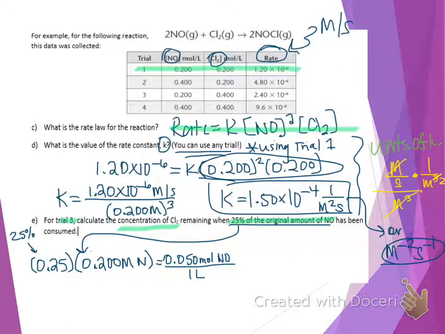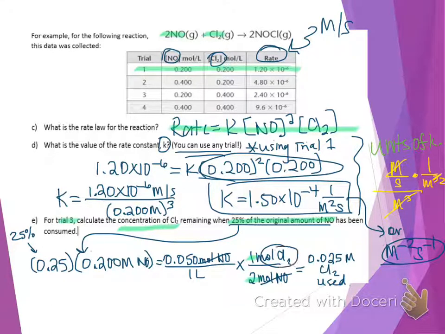So 25% of our original 0.2 molar NO is 0.050 molar NO. I went ahead and split that up into moles over liters, since that's what molarity is, so I can use my mole ratio from NO to Cl2 to see how many moles of Cl2 reacted. Our ratio from the balanced chemical equation is 2 moles NO to 1 mole of Cl2. So our moles of NO cancel out, and we're left with moles of Cl2 over liters, or the molarity of Cl2. This is the molarity of Cl2 that was used or reacted.